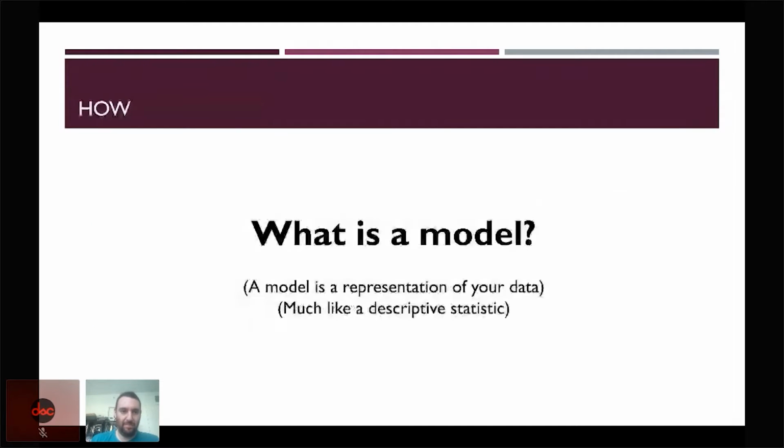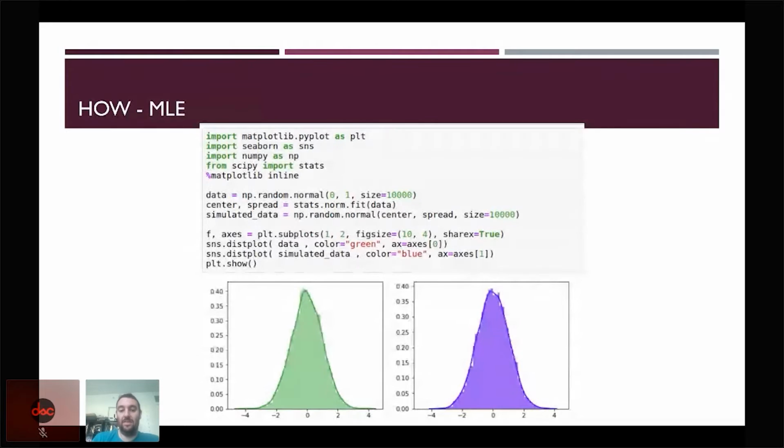So let's move on though. Okay, so how does this work? How does DrifterML work now that we've gone through some high-level ideas? Well, a model is a representation of your data, much like a descriptive statistic. So this is actually an example of a statistical model. This is, in my opinion, the most trivial statistical model that you could come up with.